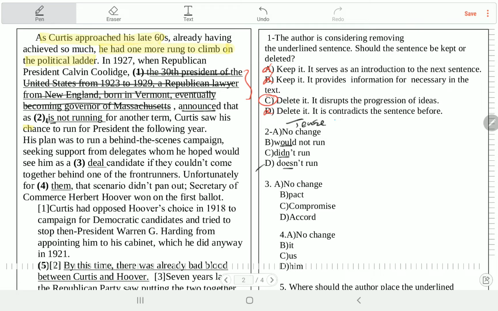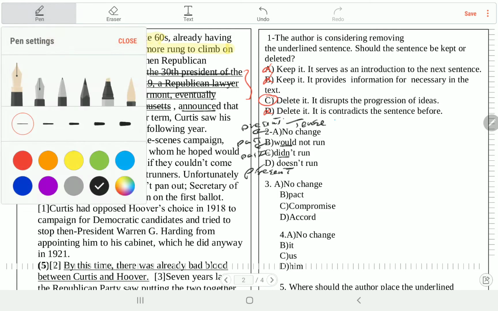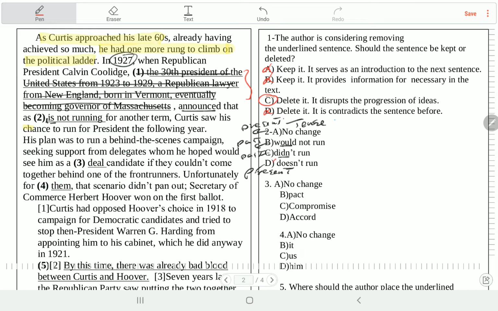So doesn't, this is present. Didn't, this is past. Wouldn't, this is past. And is, this is present. Is it present or past? Have a look around. This is 1927, so definitely this is past. Announced, this is past. So let's eliminate D and A. So would not and did not. What's the difference?